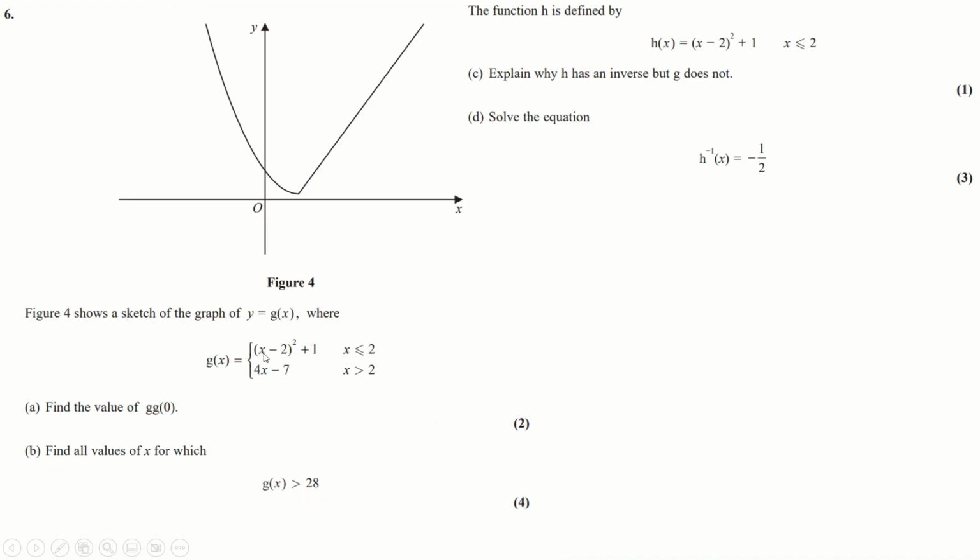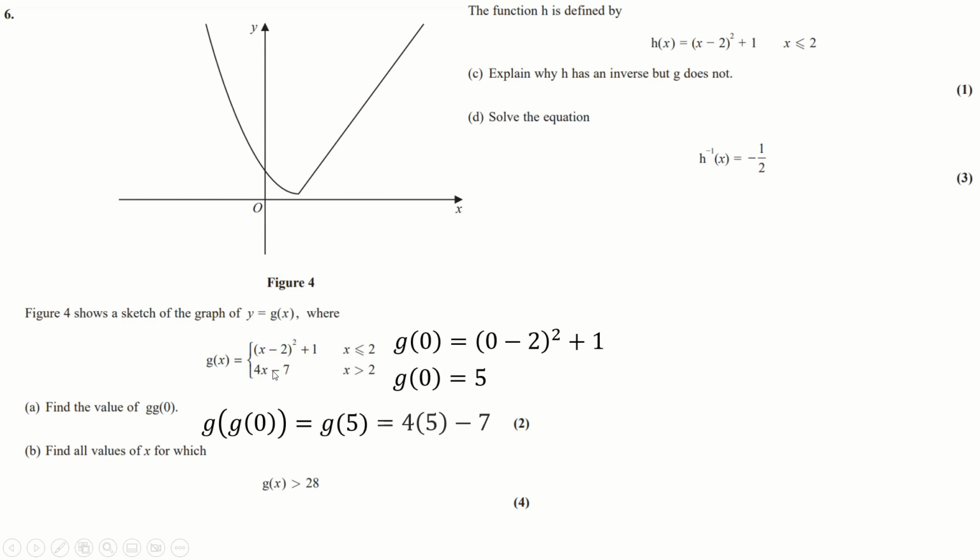Here, so we've got a piecewise function. G behaves like this up to there, so it's a quadratic up to there, and then it's just a straight line beyond that point. Find g of 0, so let's find g of 0 first. G of 0 means using this rule, because this is less than 2. So put 0 into here, we get 5. And then g of 0 is just g of 5, because g of 0 is 5. And then g of 5 follows this rule, so you just put it in there and we get 13.